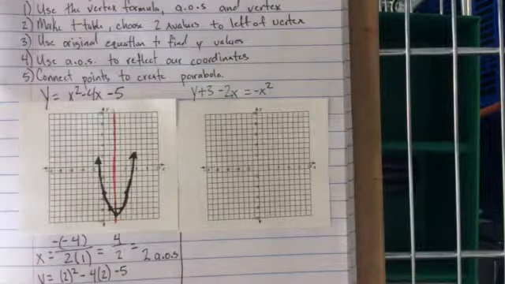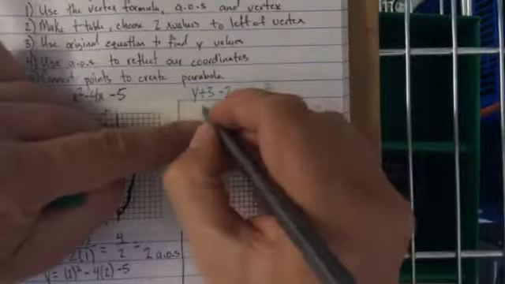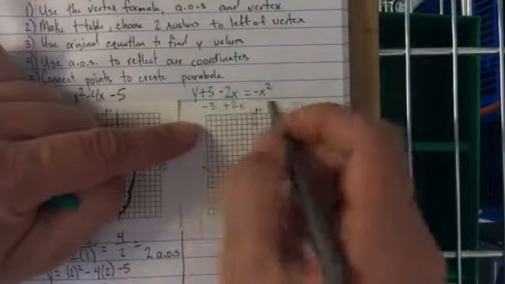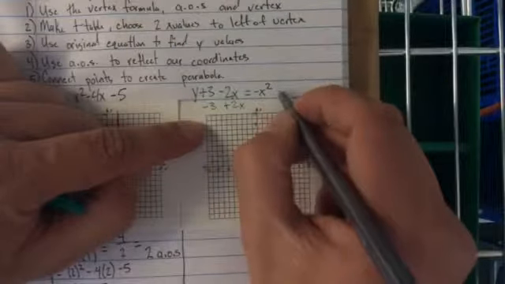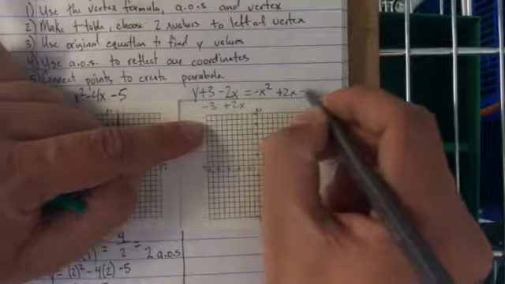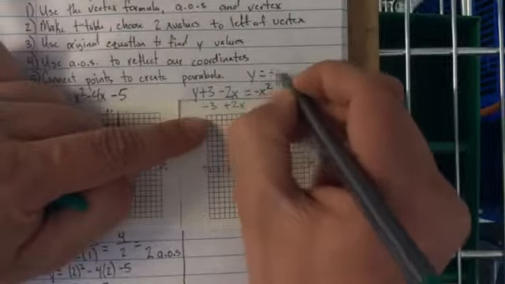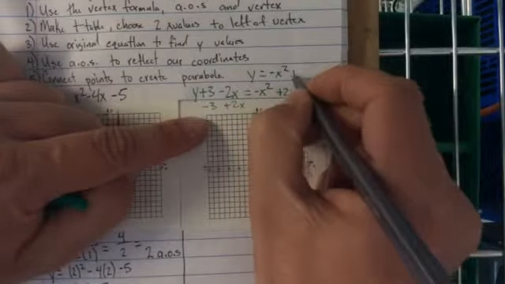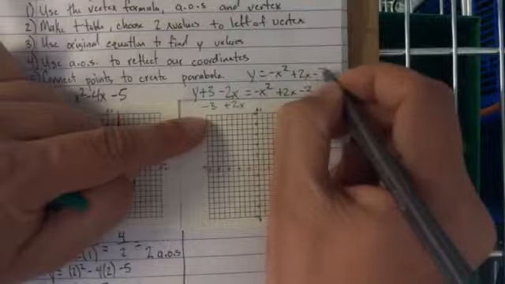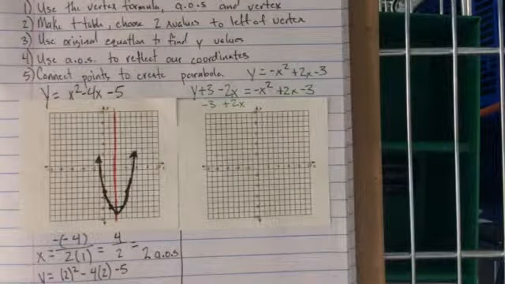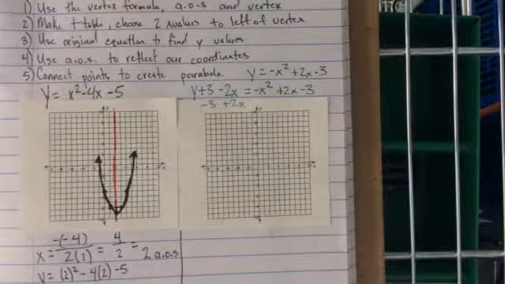So we have to have it in that form. So we need to subtract that 3 over and add that 2x. So now we have a new equation of y equals negative x squared plus 2x minus 3. So we need to make sure when we get to our homework there's going to be a couple problems where it's not solved for y.